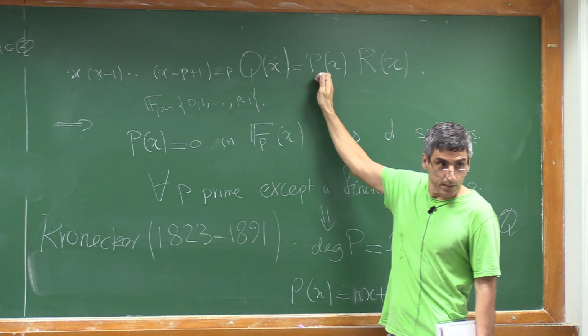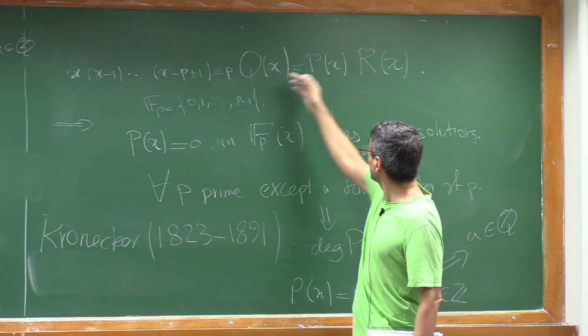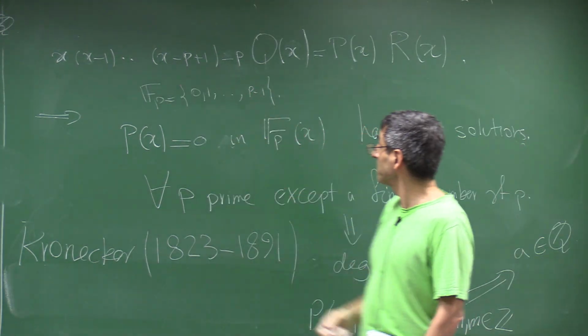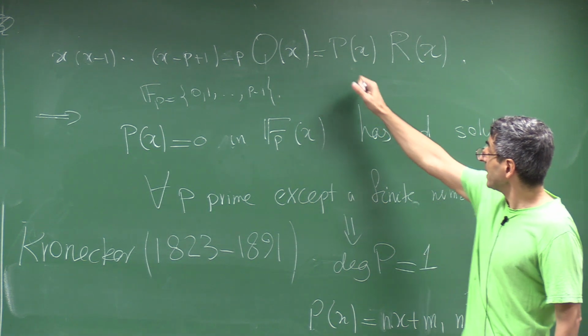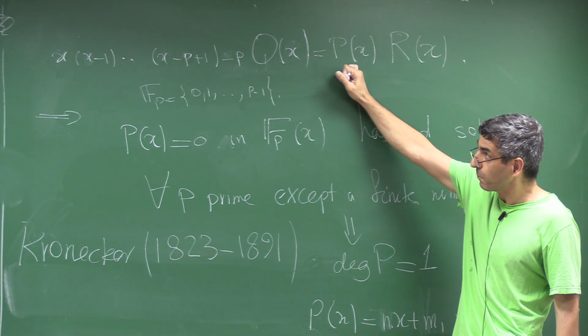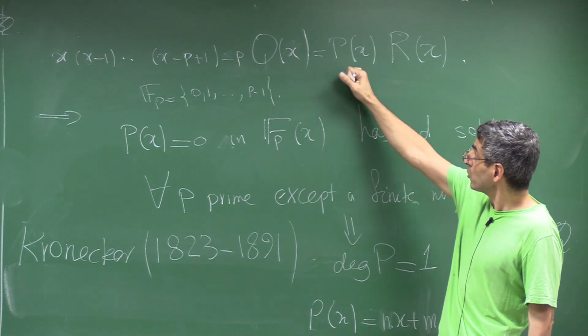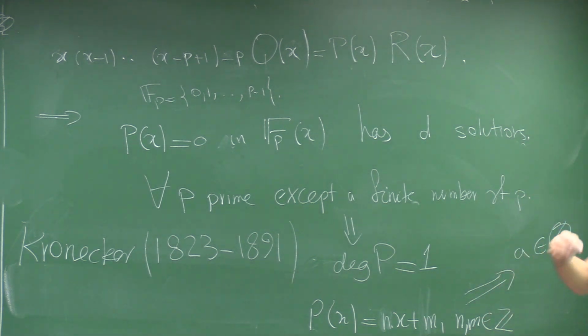This means that P(x) always has the roots here. And you see that even if the degree of P is bigger, when you take modulo p its degree will decrease, because modulo p it is a factor of this. So you see that there are a lot of things happening.